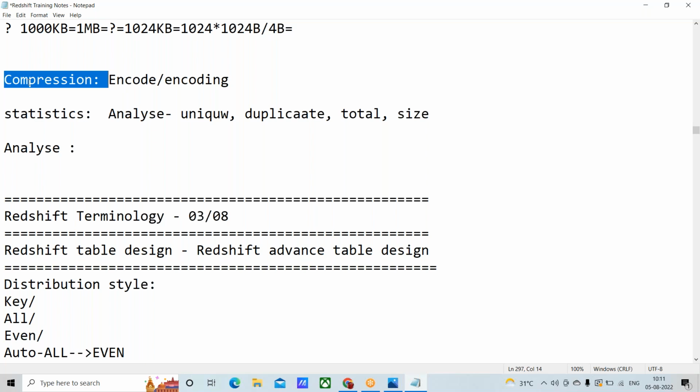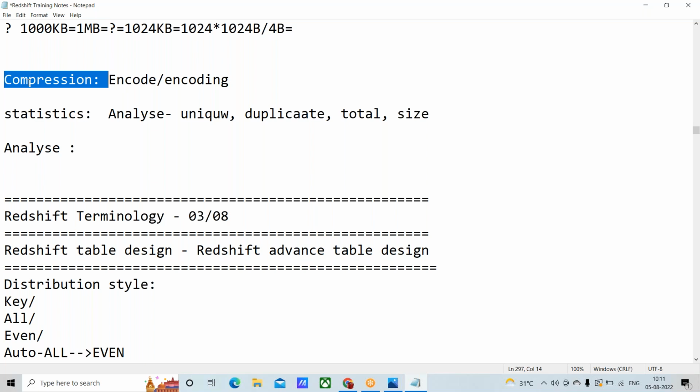Similarly, in the data warehouse world, tables are generally too big, and we are dealing with terabytes and petabytes of data. Terabytes means 1000 GB. Petabytes means 1000 TB. If the table size is large, it will have some performance impact, because if something is big in size, it's very difficult to handle, right?